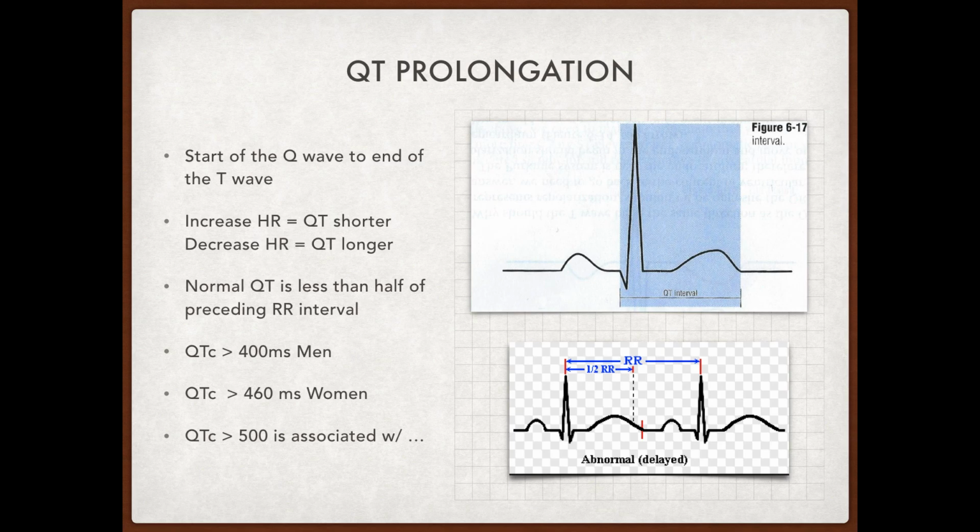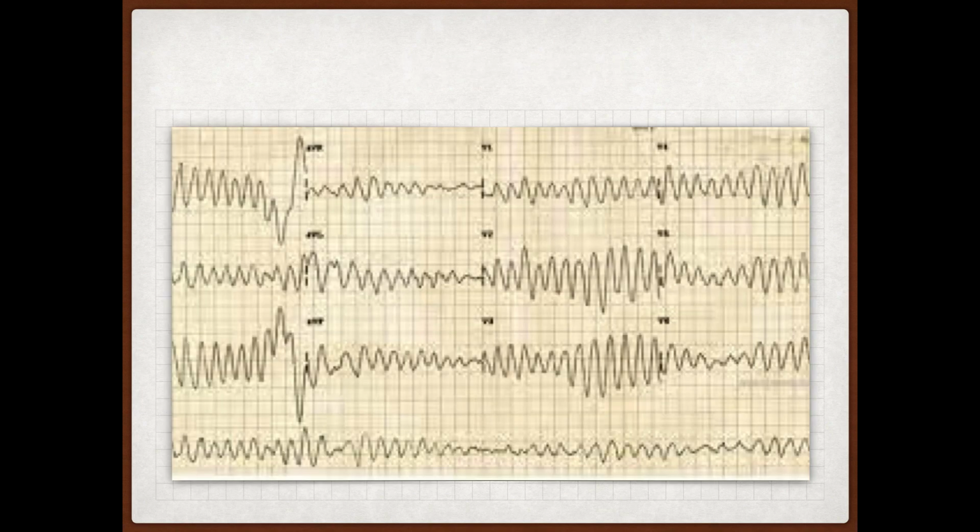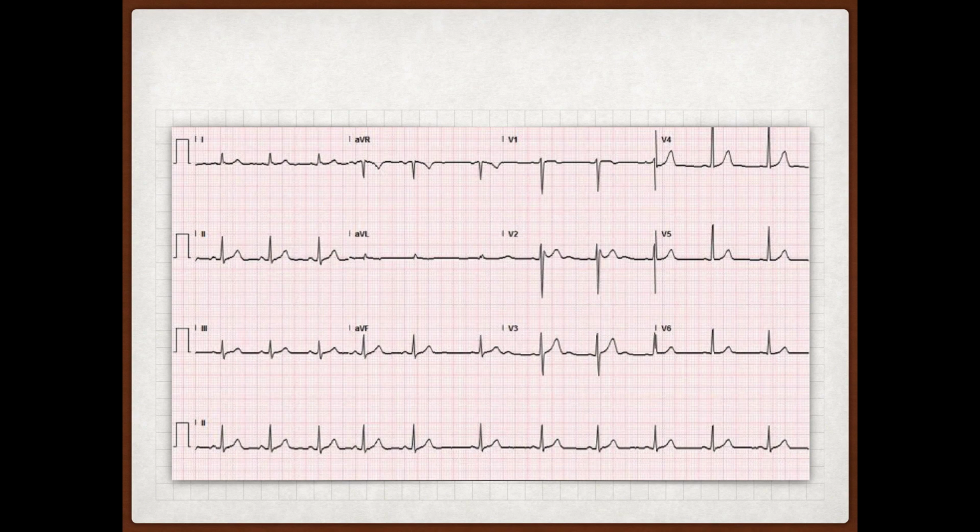A good rule of thumb is if your QT is less than half of the preceding RR, it's fine; if not, it's prolonged. And basically for the QTc, there are apps that help you calculate it because it's got square roots and everything. If your QTc is over 500, it is associated with, good, Torsades.